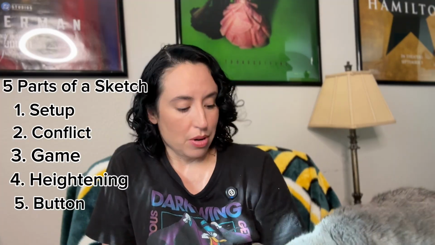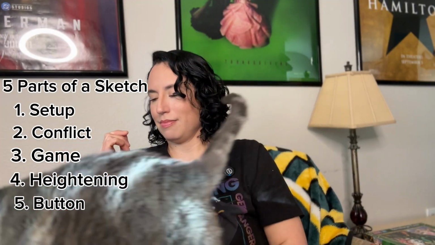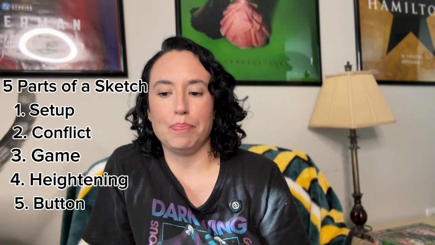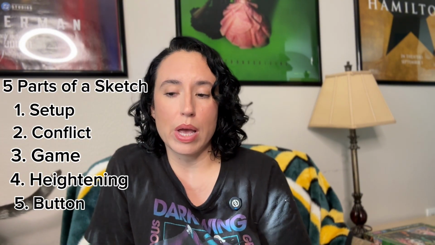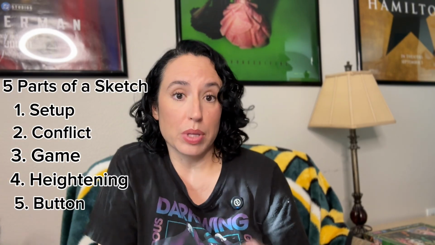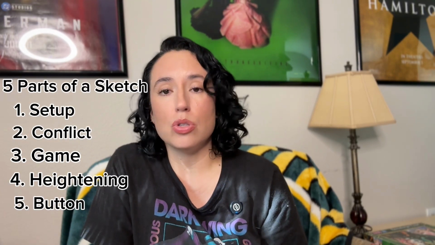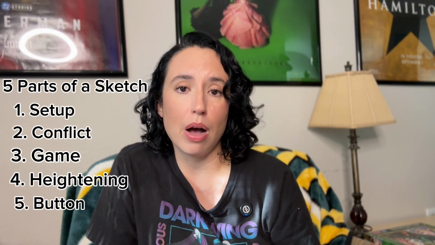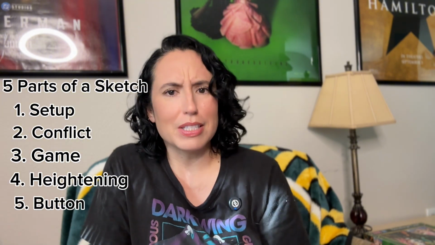Something that's unique about sketches from this sketch comedy show, Mr. Show with Bob and David, is the way the button or the ending of one sketch bleeds into the beginning or the setup of the next sketch. It's actually kind of cool. It's a cool way to transition from one sketch to another, and it works really well for TV or for film.